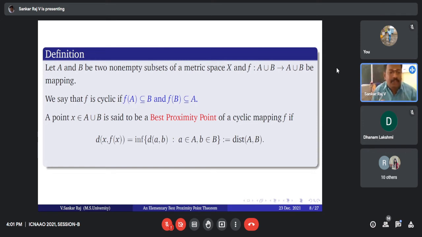Okay, so we say that X belonging to A union B is said to be a best proximity point if the distance between X and F of X is nothing but the distance between A and B. A and B are two sets, so we are finding the infimum of the distance between small a comma small b, where a is an element in capital A and b is an element in capital B.